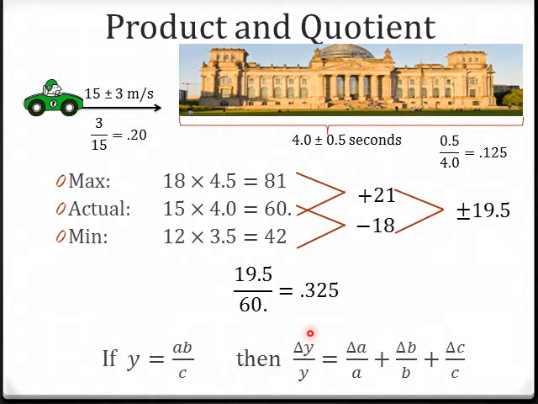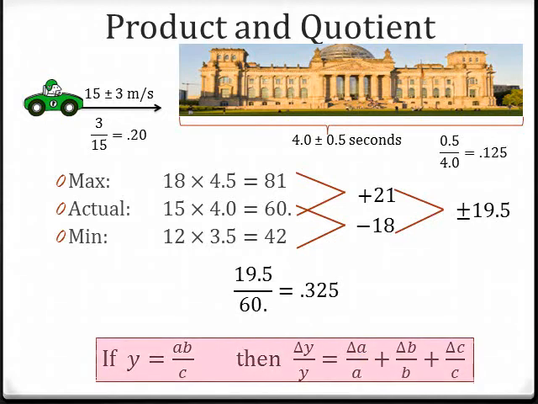So the percent uncertainty of the final calculated quantity will be the sum of all the percent uncertainties of all the values either being multiplied or divided. This is also found on your pink sheet.